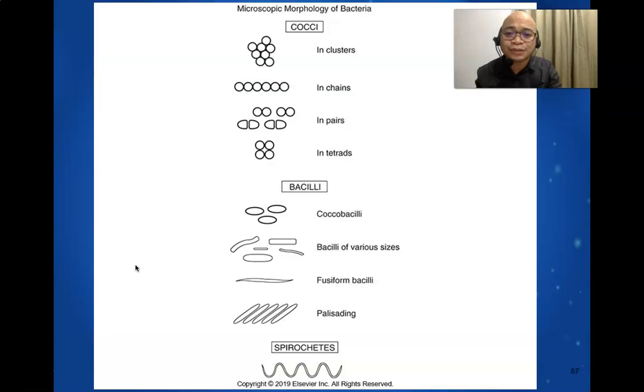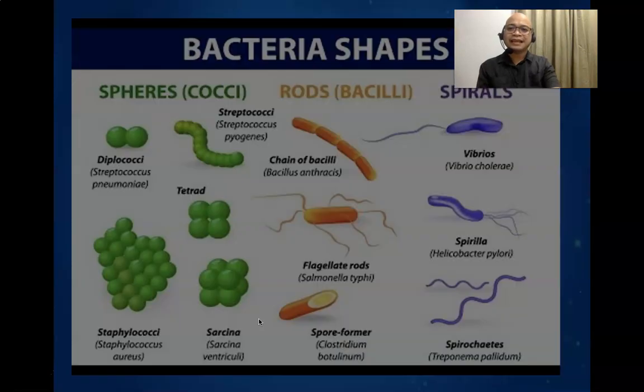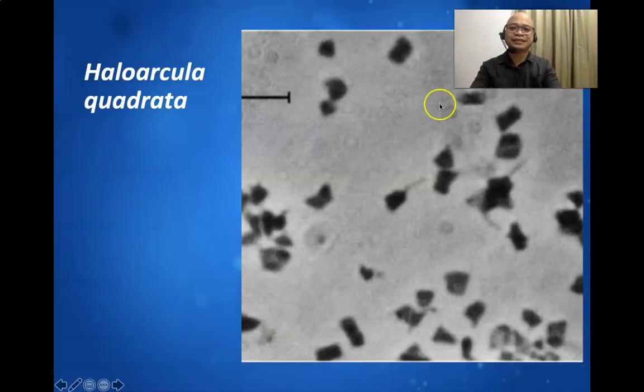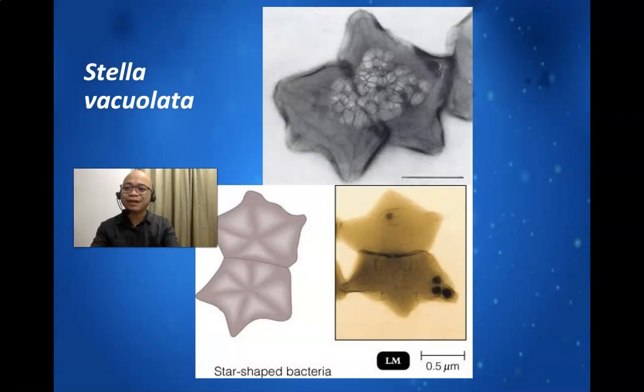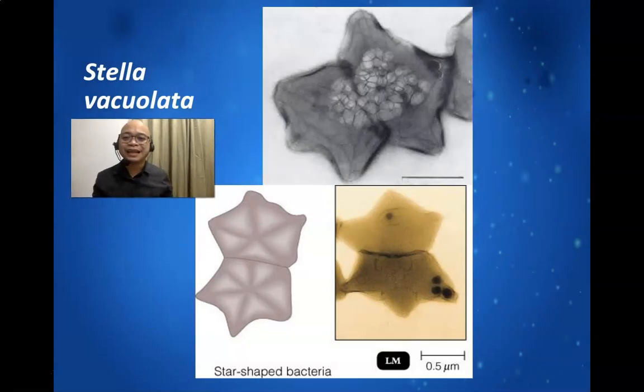Now going back to the shape, there are some shapes said to be fusiform, and palisading. When you say palisading, they are arranged in a side-by-side arrangement. Now, a bizarre shape is this one, Haloarcula quadrata. This is a rectangular shaped bacteria. And then we also have a star-shaped bacteria, Stella vacuolata.